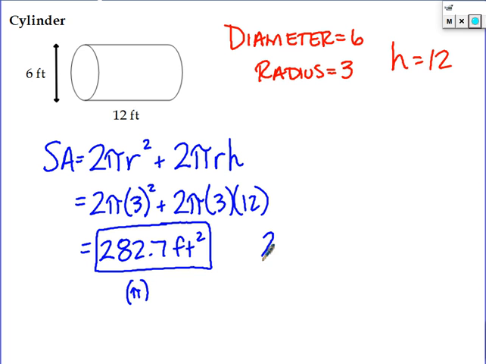It'll be 282.6 square feet if you're using 3.14. So it's up to you. Both answers are correct. It doesn't matter to me. You'll be able to use whatever you want on the test. Okay? So if you have a cylinder, all you need is the radius and the height. Plug into your formula. Plug into your calculator. You're good to go.